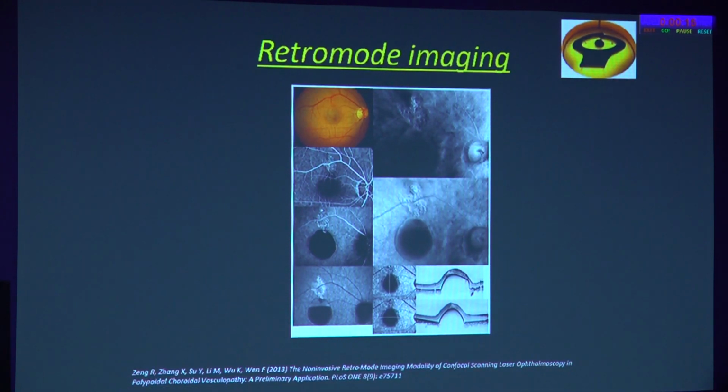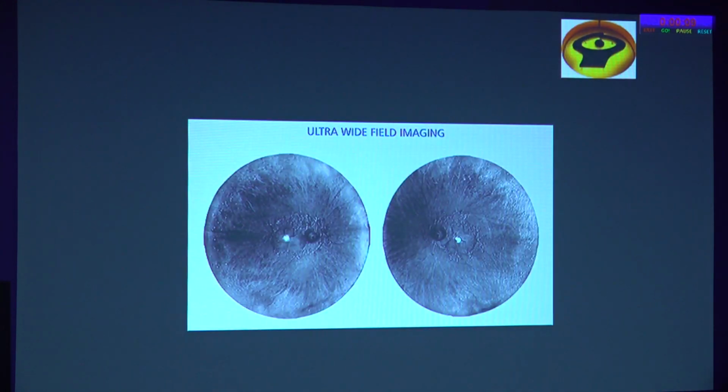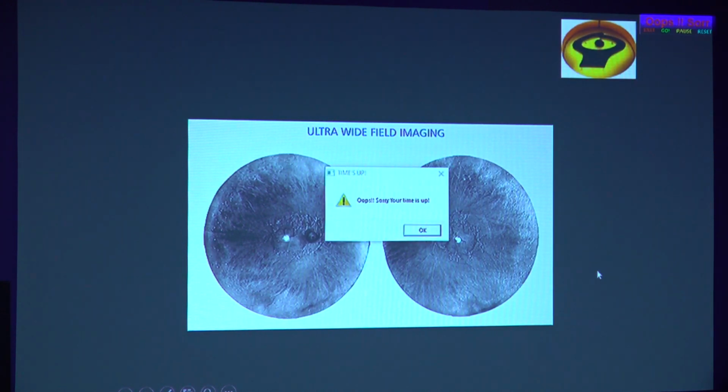So still it doesn't show whether it's active or not. It can be used only in conjunction with other imaging modalities. And this is again an ultra wide field imaging retro mode version. These are nothing but the soft drusen, and interestingly we can see that the lesions are also present in the periphery.